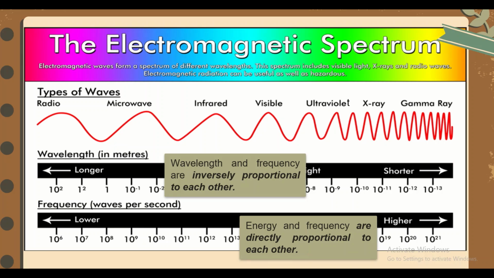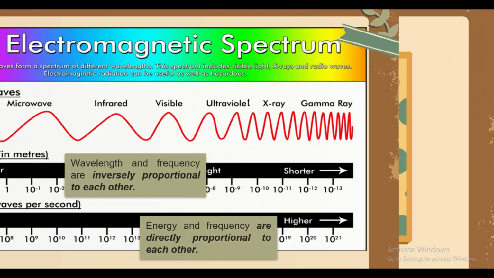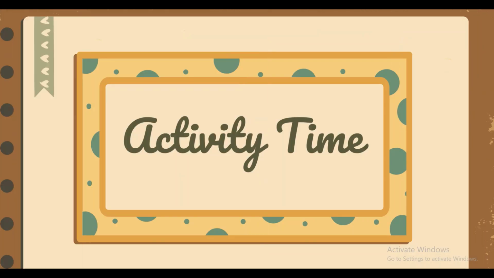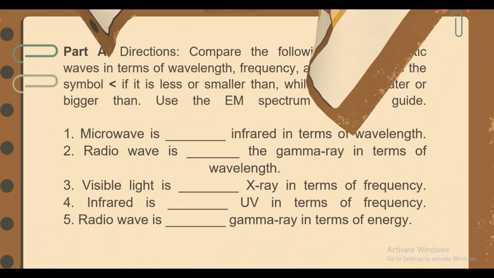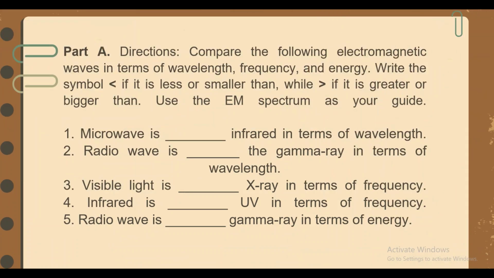Now that you know the relationships between wavelength and frequency as well as energy and frequency, we will be having a short activity. You may do this on your notebook. Okay, this activity consists of two parts, A and B. Part A, directions. Compare the following electromagnetic waves in terms of wavelength, frequency, and energy. Write the symbol less than if it is less or smaller than, while greater than if it is greater or bigger than. Use the EM spectrum as your guide.